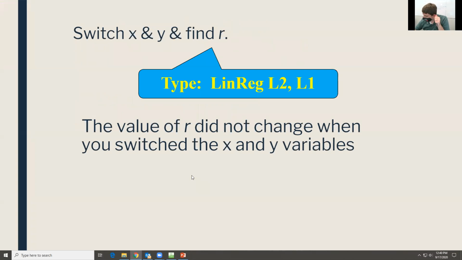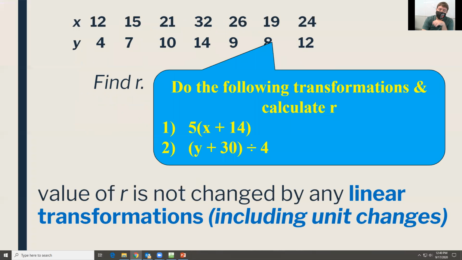All right, so coming up, the next sentence. The first one, oh my goodness, nothing but trouble. So your first blank is: the value of R is the word in the middle, not changed by, and then do your thing.